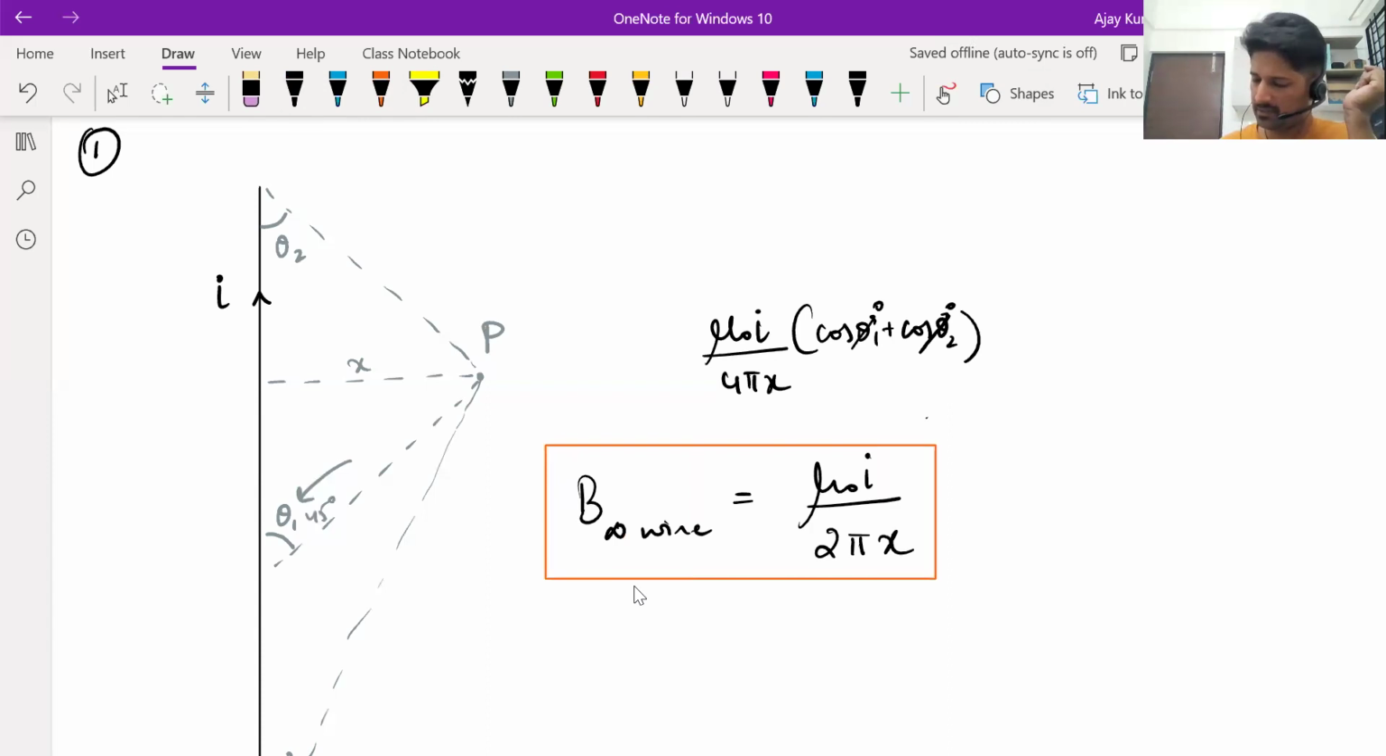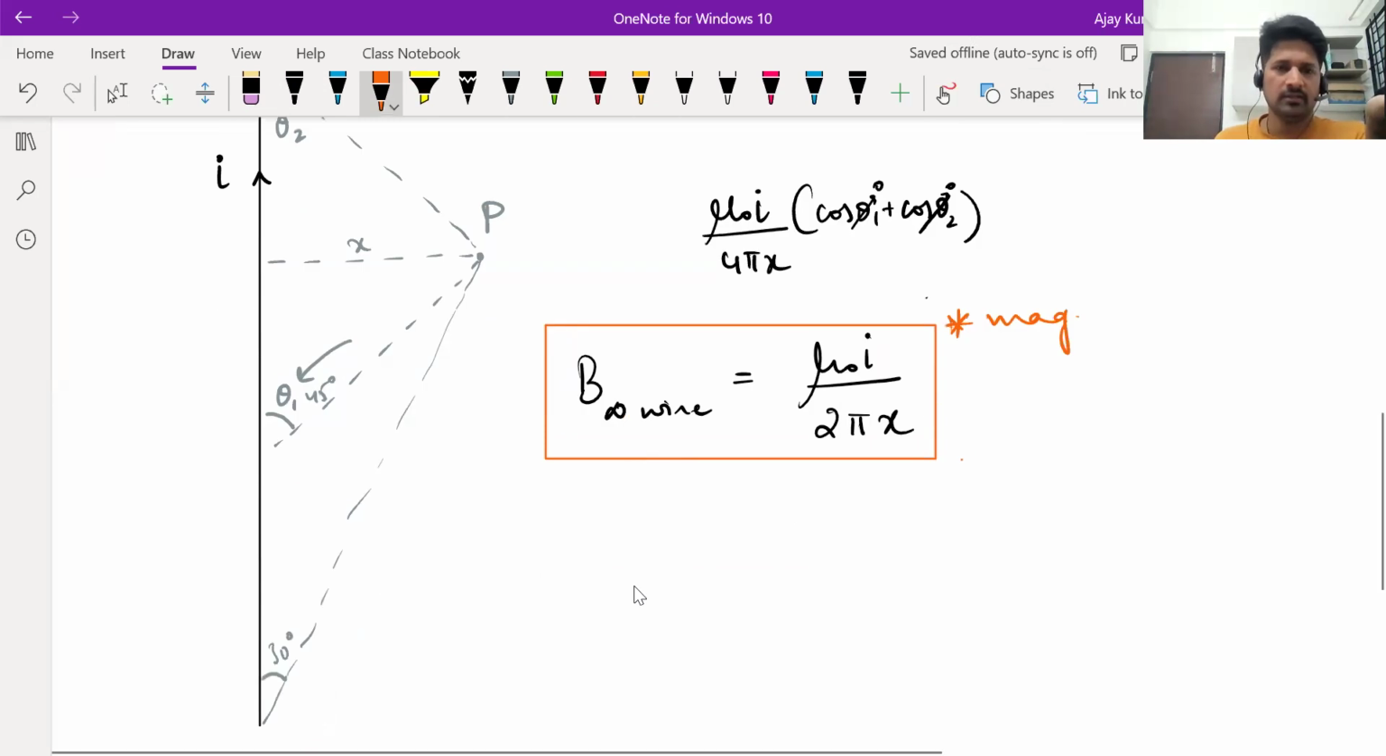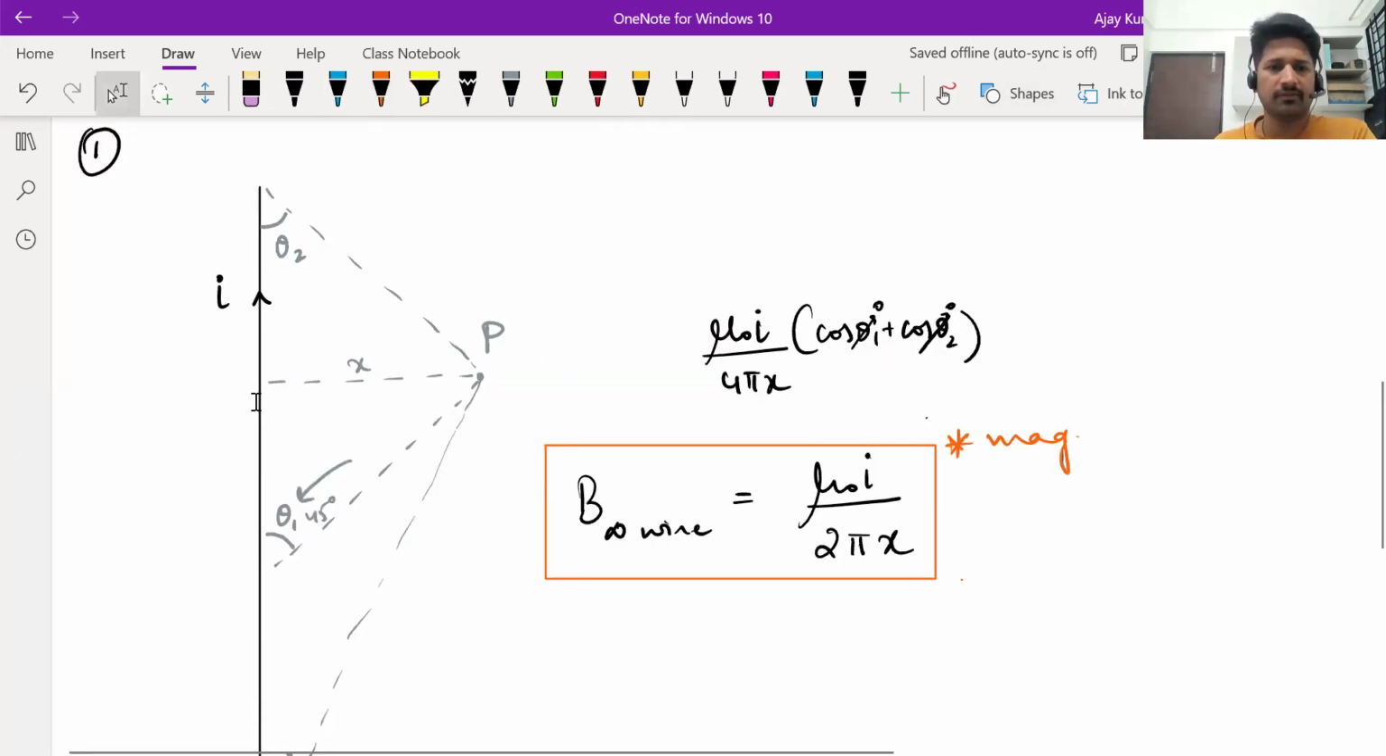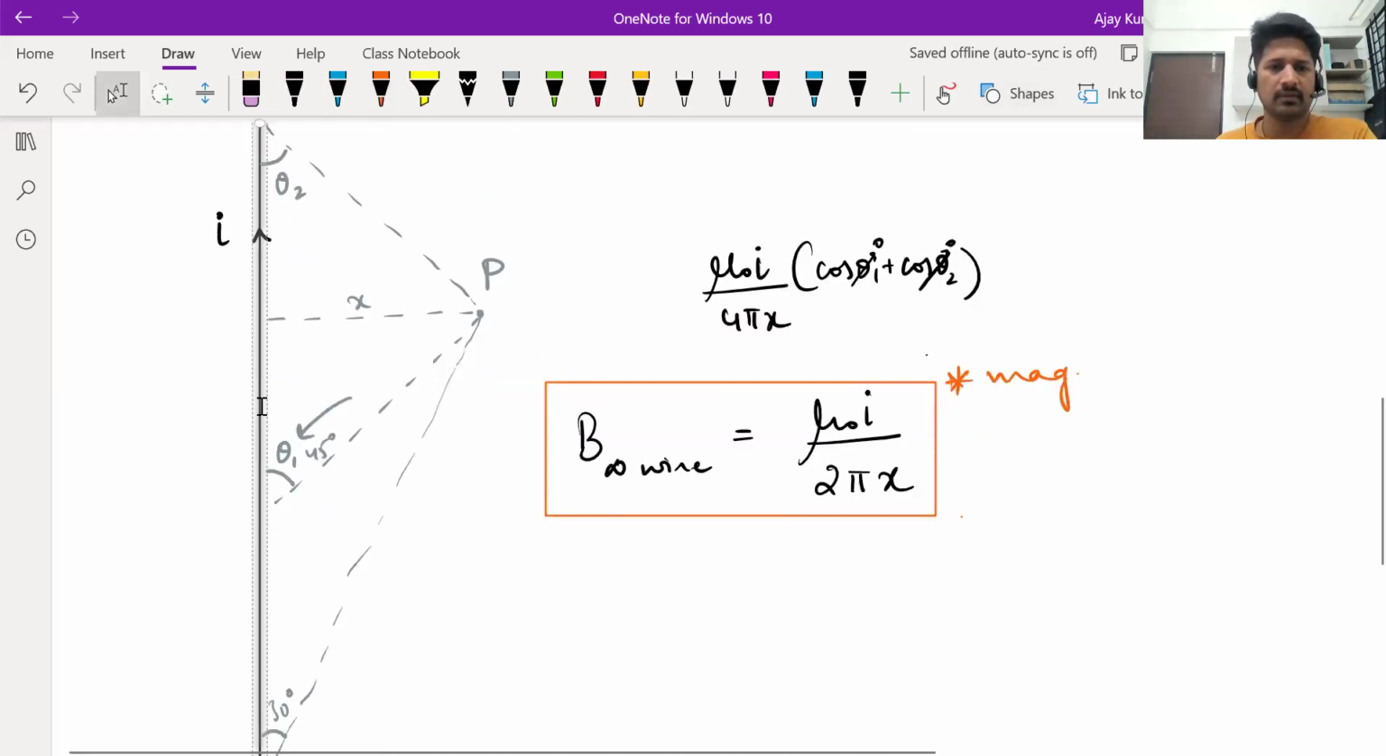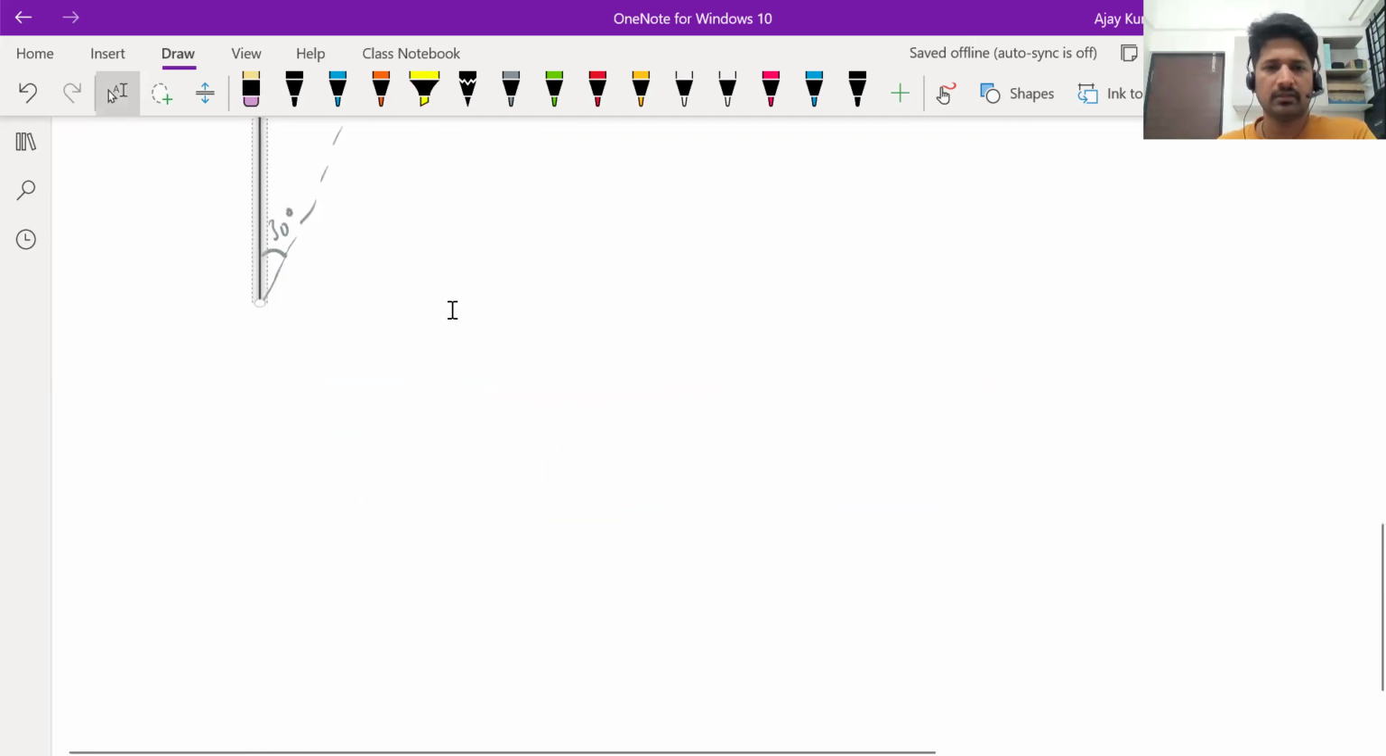Now this gives the magnitude, that's fine. Magnetic field is a vector quantity. We should find out the direction as well. For direction, you can use the right hand thumb rule. So in this case itself, let's assume there's an infinite straight wire like this.